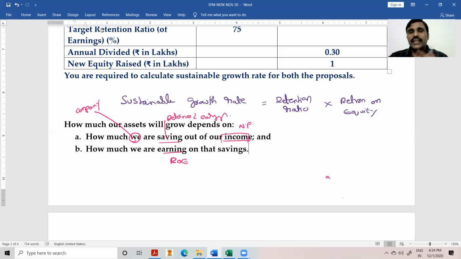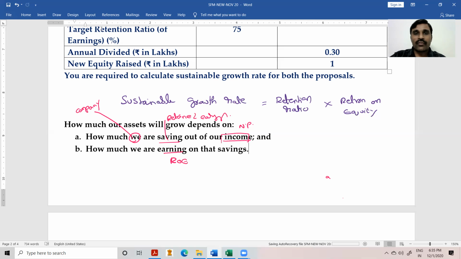In order to increase your balance, either you have to save more or you have to earn more on what you are saving. As simple as that. In order to grow your bank balance sheet, either you have to save more out of your salary, or whatever you have saved, you have to earn more out of that savings. Too simple logic. If you are doing both, it's well and good.